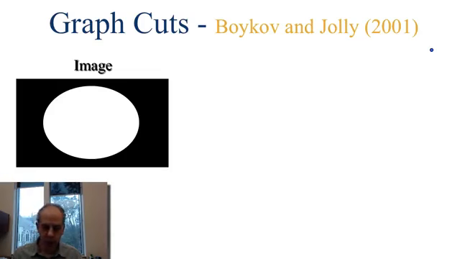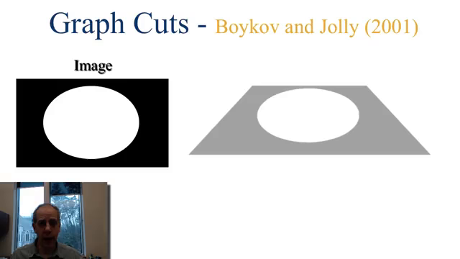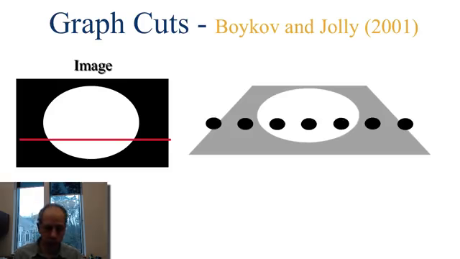Let's start from a simple image, white and black. The basic idea of graph cuts is to borrow tools from graph theory to partition this image into foreground and background. So we're going to tilt the image just for the sake of illustration, and we're going to take one line across the image as we see here. So we take one line, and basically we're going to represent that line here.